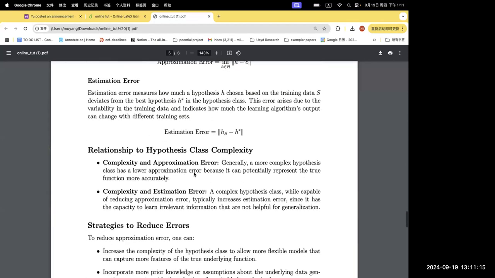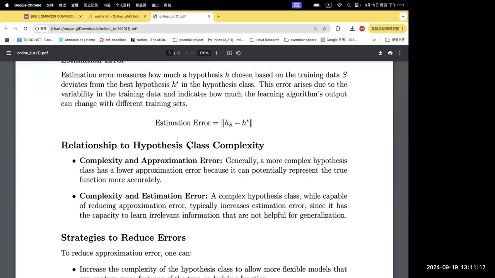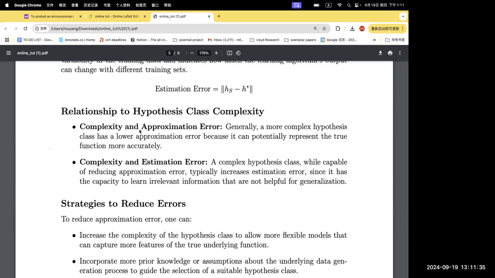So this basically tells us why a more complex hypothesis class will usually have a lower approximation error. We cannot say this deterministically because it is not certain, but with a larger probability. But if we increase the complexity of the hypothesis class, this means we are also at risk of increasing the estimation error of this hypothesis class.